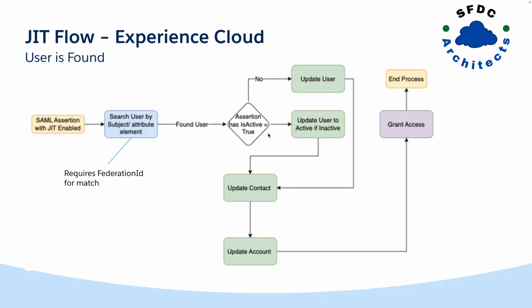If the user is found, it's going to check if the assertion includes is true equals active. If it is, it's going to update the user to active. If not, it just updates the user. Any information you provide in the assertion is also going to update the contact, and it's also going to update the account. Once that's done, it's going to grant access.